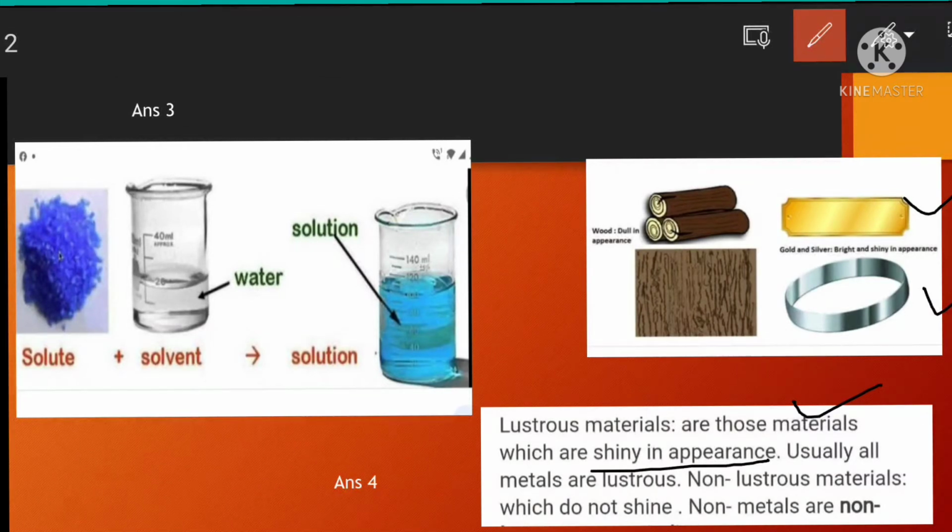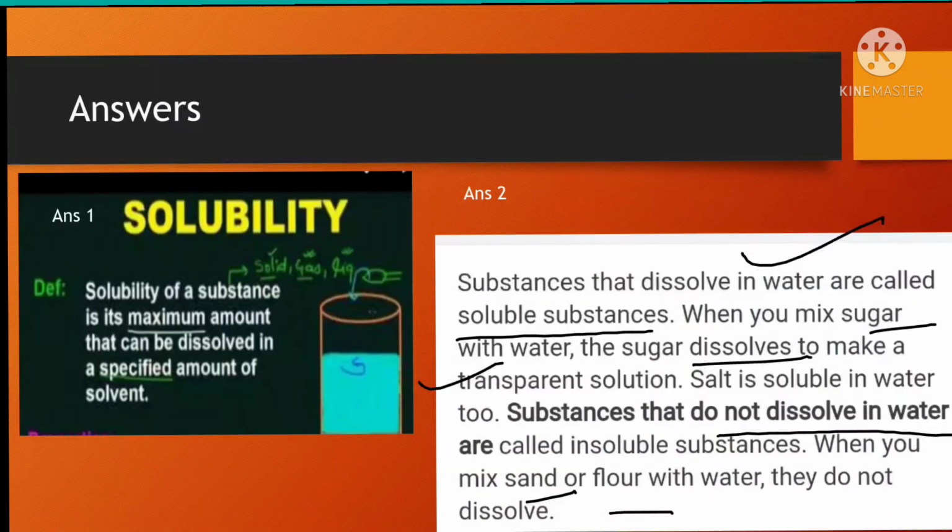Whereas there are certain substances which are around you which are not lustrous, like your bed is not shining, your chair is not shining. Fine. So they are known as non-lustrous. So non-lustrous means they do not shine. For example, wood and non-metal generally do not shine.